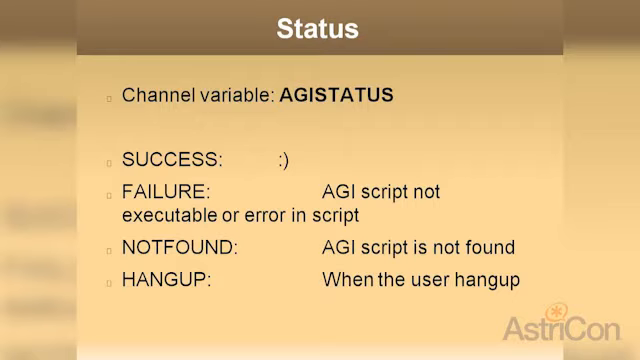There are 4 types of AGISTATUS. SUCCESS means everything's perfect. It executes your AGI, so you're probably really happy. You have FAILURE. When your AGI script is not executable, the interpreter won't be able to interpret your code, so you will get an AGISTATUS of FAILURE and NOTFOUND.